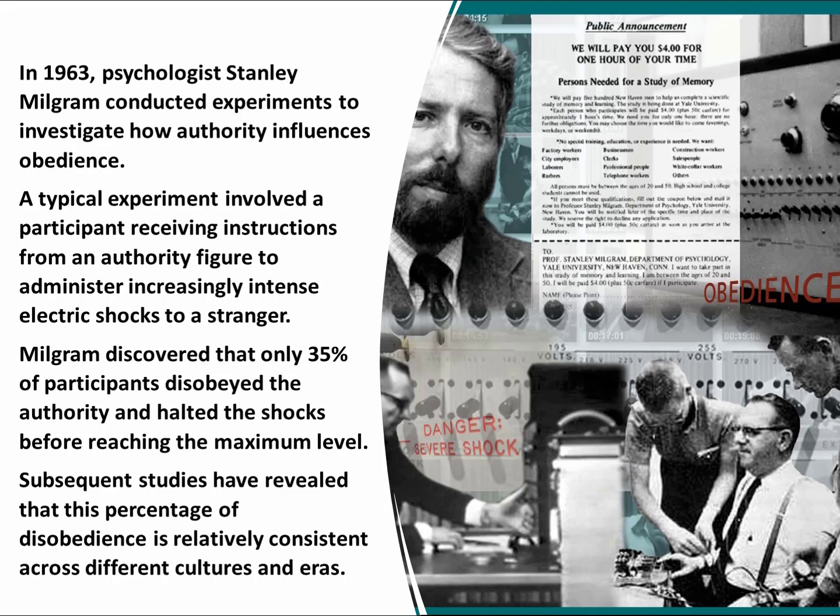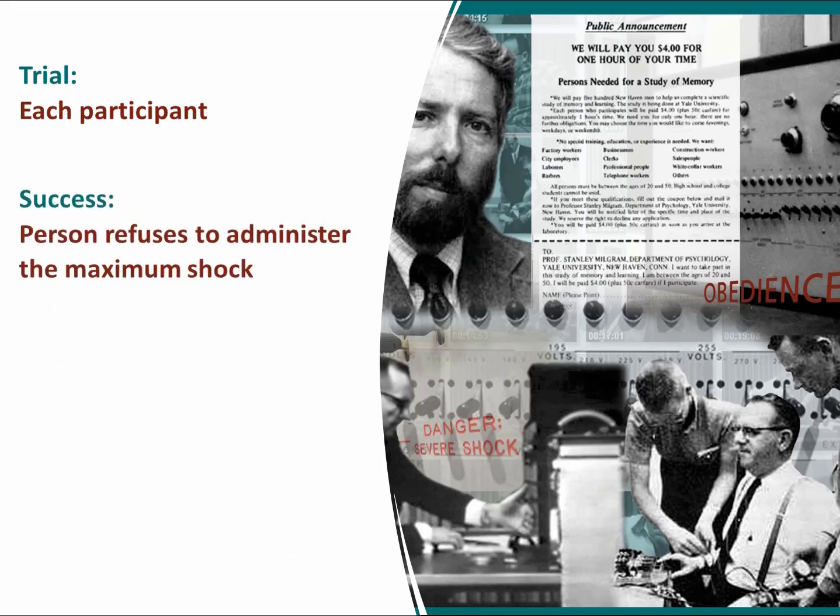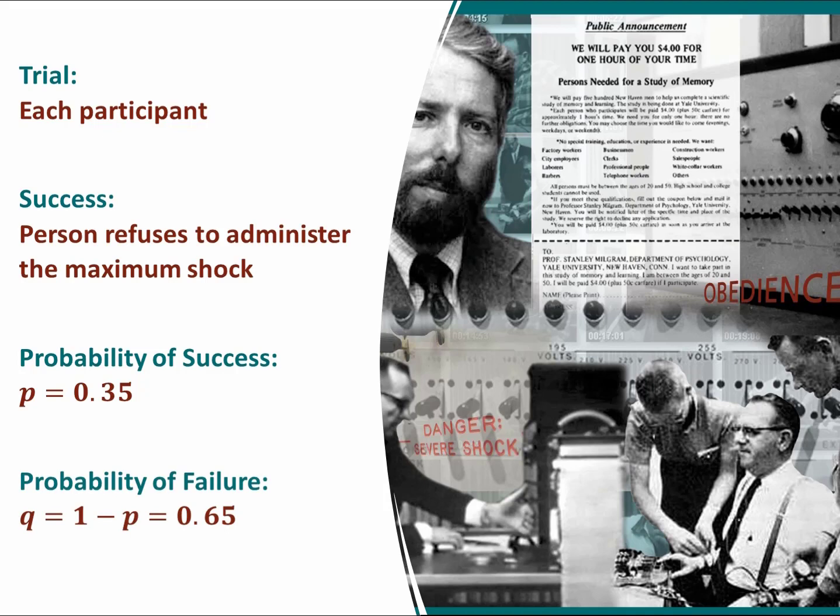Each person in Milgram's experiment can be thought of as a trial. If we suppose that a trial is labeled as a success if the person refuses to administer the maximum shock, then the probability of a success is p equals 0.35. The probability of a failure, administering the maximum shock, is then q equals 1 minus p, which is 0.65.